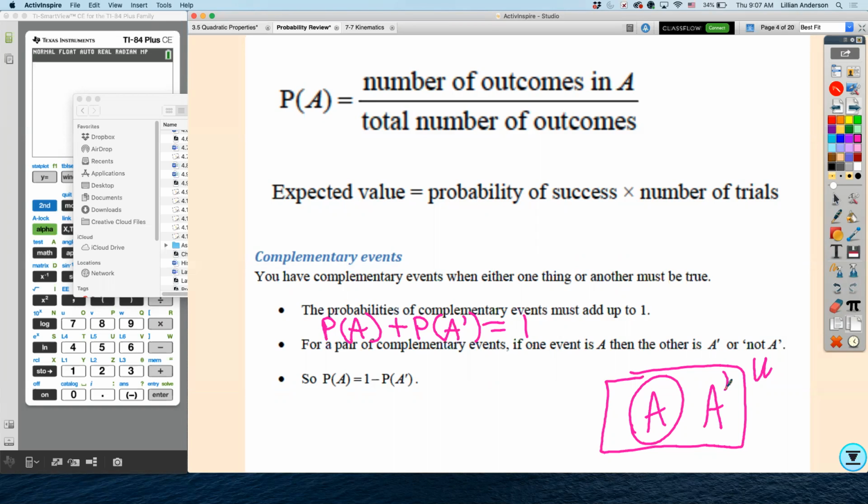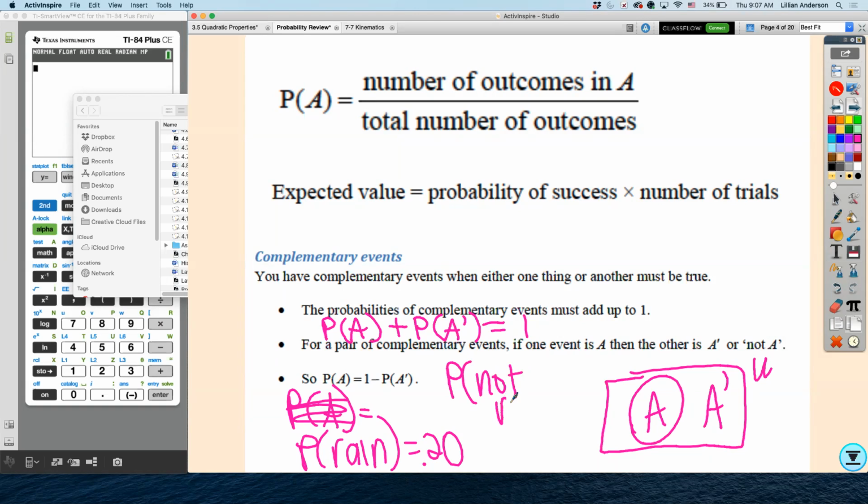Meteorologists say all the time there's a 20% chance of rain. So then that means the probability that it won't rain is going to be what? 80%. Okay? So the probability that it will rain is 20% or 0.20. So the probability that it will not rain is 80%. Together, they have to add up to equal 1.